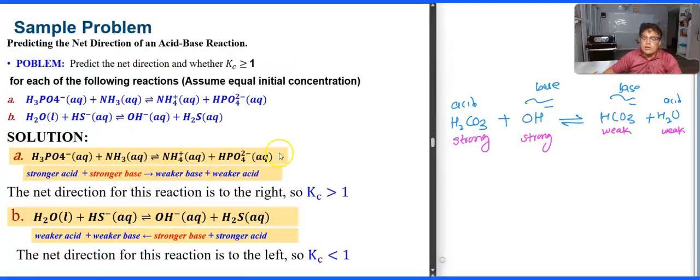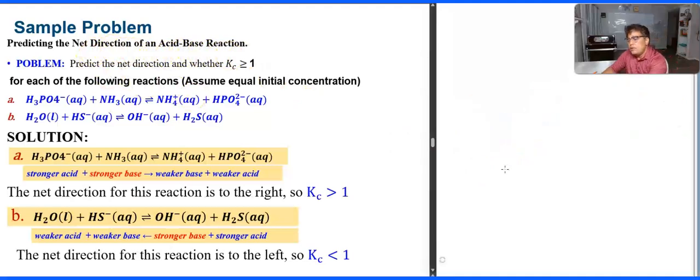So now let's see some sample problems. Predicting the net direction of the acid-base reaction. H3PO4 minus plus NH3 gives you NH4 plus and H3PO4. Now look at that, I have already written here. This is the stronger acid, this is the weaker acid. H2PO4 minus is stronger than HPO4 2 minus. So this is strong, this is weak. Now NH3 is a weaker base than NH4 plus, so just the opposite.